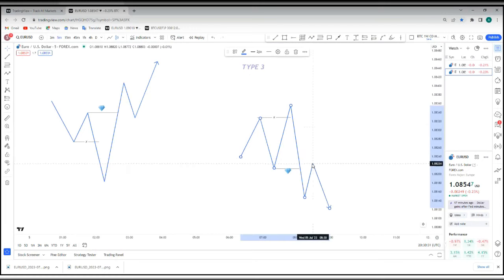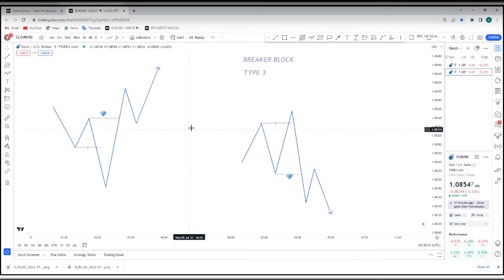Now, the type 3 is the breaker block. I think I've explained this several times. Let's say we have this right here. We have this trend and we have this supply. We have a break of market structure. We expect a sell from this supply, and this supply failed without any reaction. As soon as we have a reaction from this, that is where we call it a flip entry.